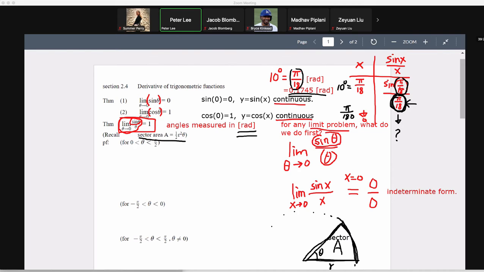This kind of a shape is called a sector. It's basically what I call a pizza slice sector. Now, what is the sector area? What is the formula for the area of a sector?